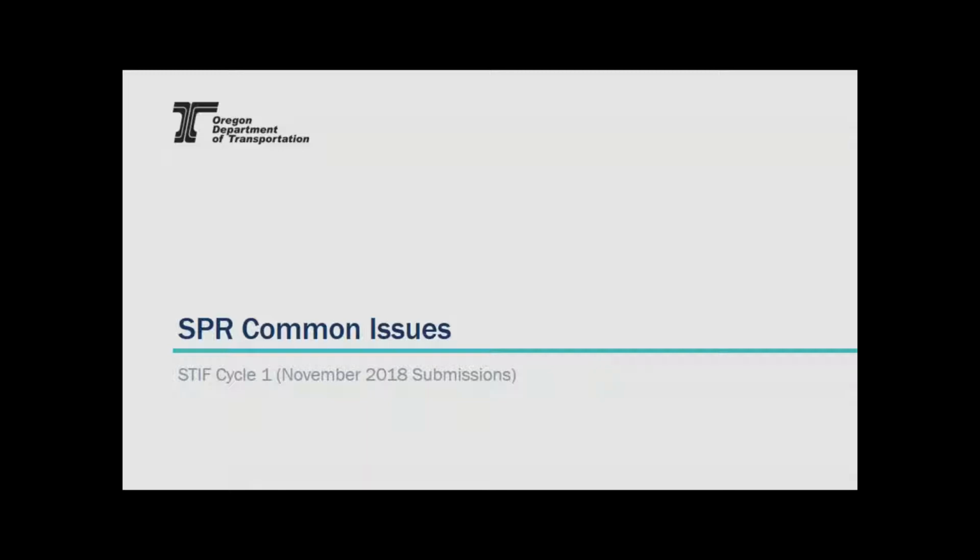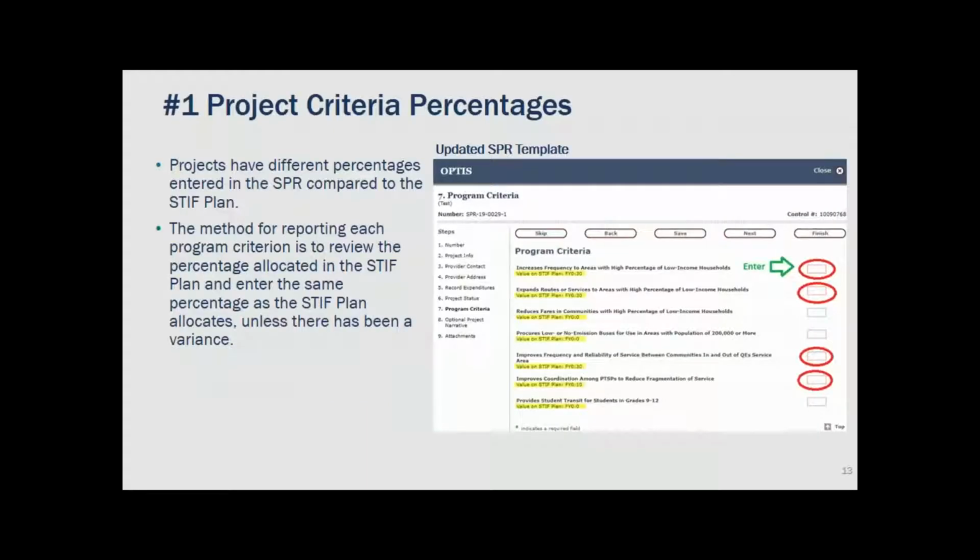So these common issues were from the first SPR that was due on August 21st, 2019 from the Cycle 1 applicants. So we identified the top 5 issues we saw and then a few other issues we wanted to speak about as well. So the top issue we saw was the project criteria percentages, and David was pretty thorough in his demonstrations about this, but in the reports that we received, the projects had different percentages entered in their SPR compared to their STIF plan, and as David recommended earlier, we would like the reporting for each program criterion to reflect what was entered in the STIF plan and to just enter those same percentages, unless there was a variance.